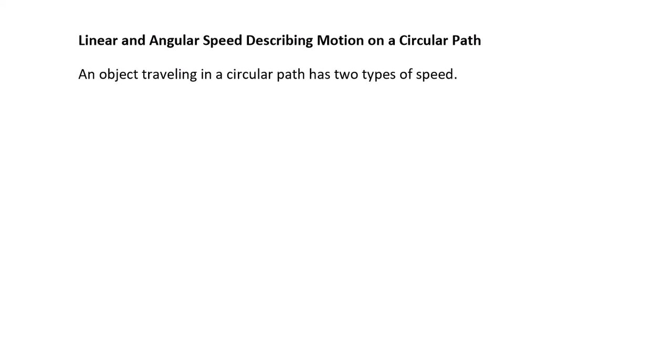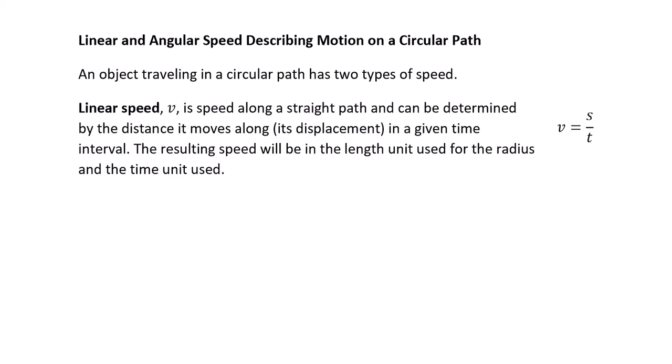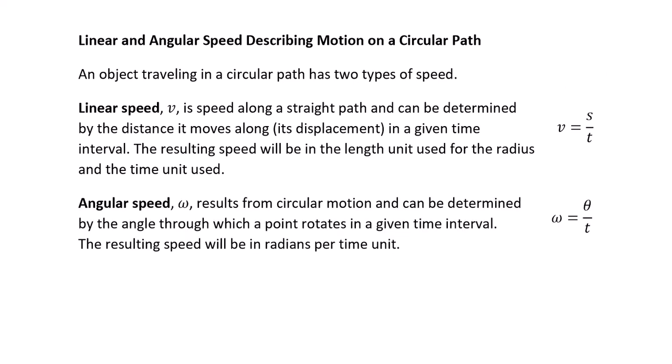Linear and angular speed describing motion on a circular path. An object traveling in a circular path has two types of speed. Linear speed, denoted by lowercase letter v, is the speed along a straight path and can be determined by the distance it moves along, in other words, its displacement, in a given time interval. The resulting speed will be the length unit used for the radius and the time unit used. This is very similar to the rate equals the distance divided by time. Now, angular speed, lowercase Greek letter omega, results from circular motion and can be determined by the angle through which a point rotates in a given time interval. The resulting speed will be in radians per time unit.